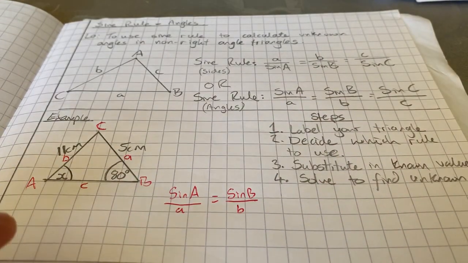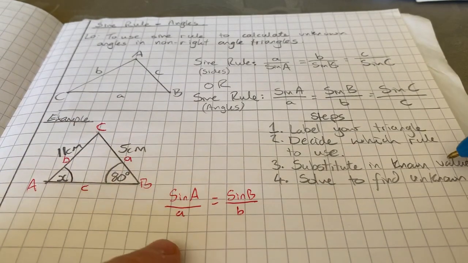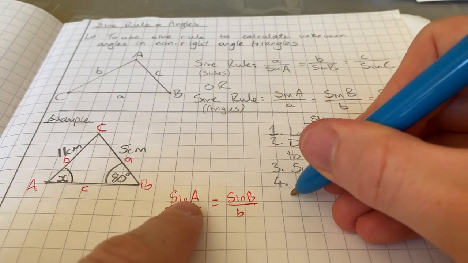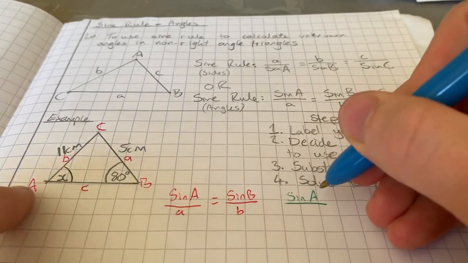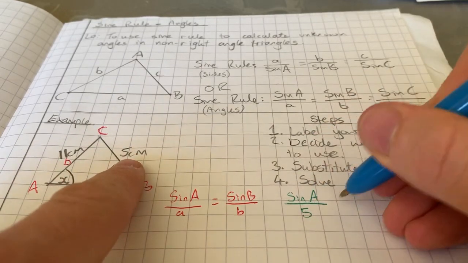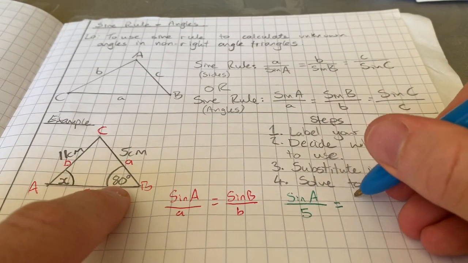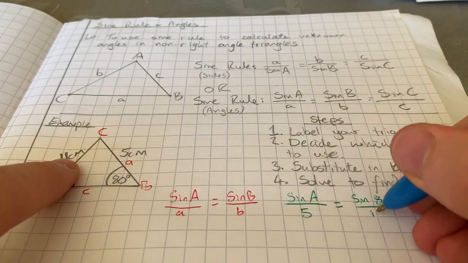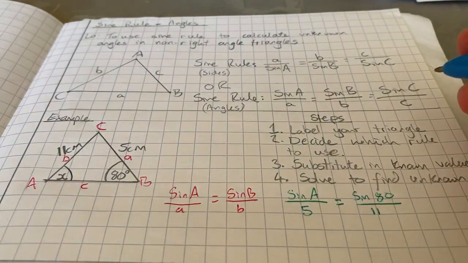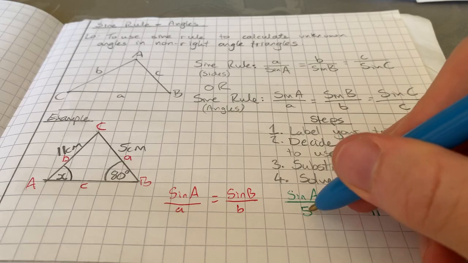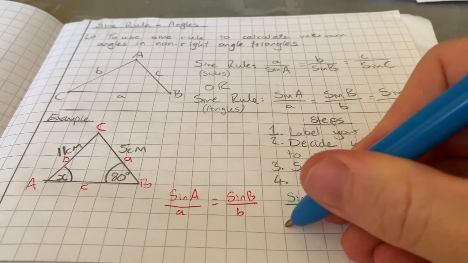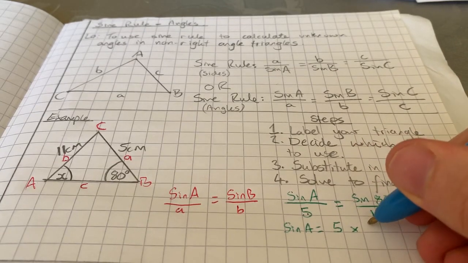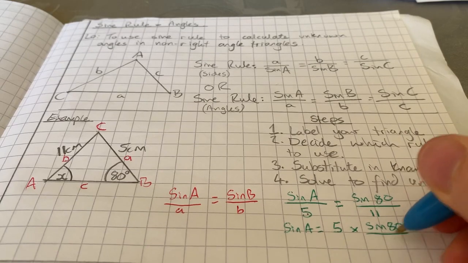So I've got that. Now, what you need to do then is substitute in your known values. So I don't know sine A, that's going to stay as sine A. Opposite that, I've got 5, so it's over 5, equals sine B, so it's sine 80, over, and then opposite that is 11. So I've got that there. Now, next part, I'm going to multiply that 5 by all of this here. So sine A equals 5 times sine 80 over 11.